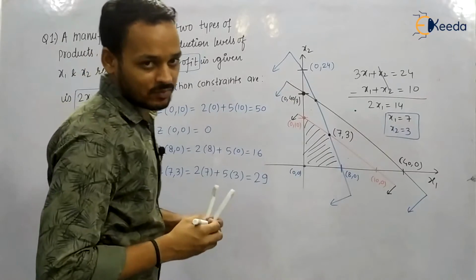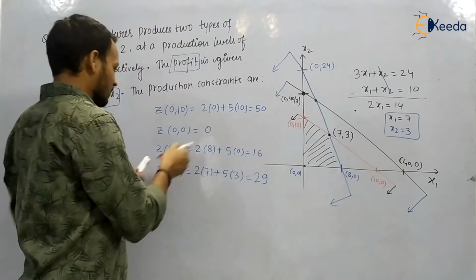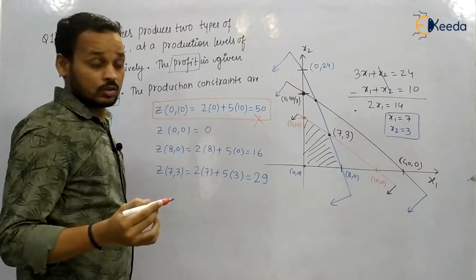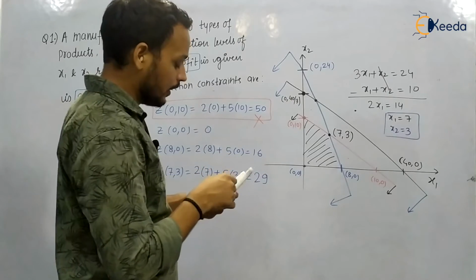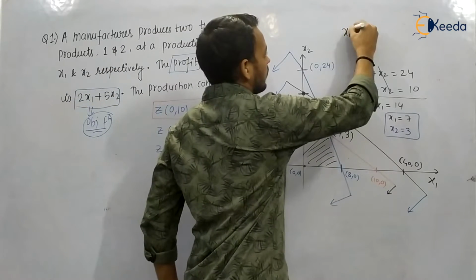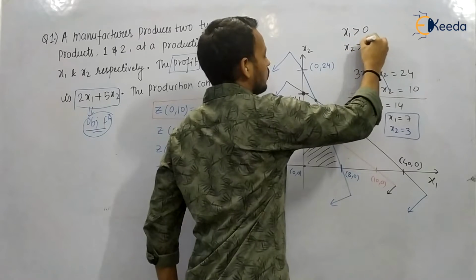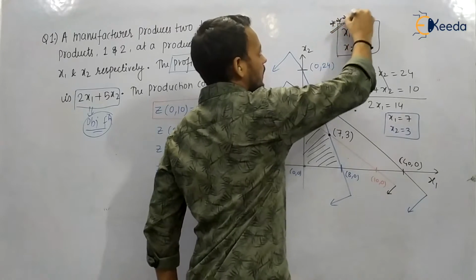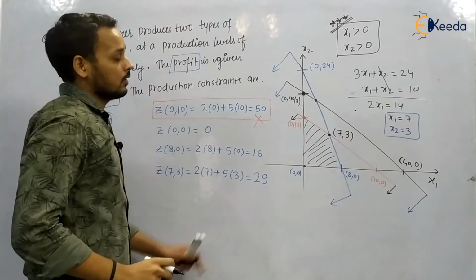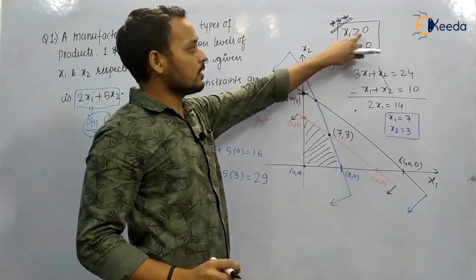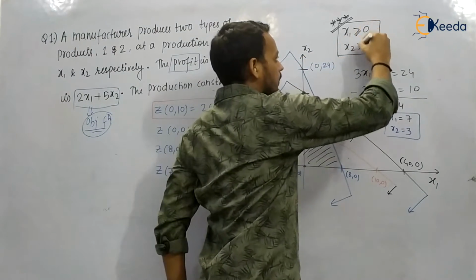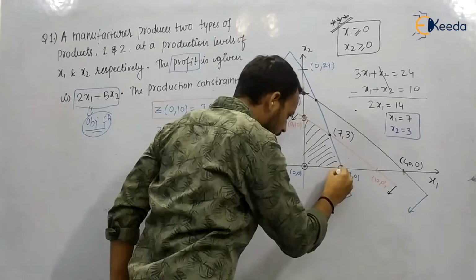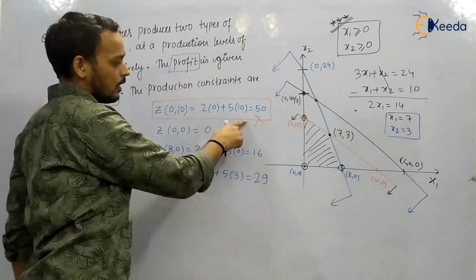So what should be our answer? Maximization. Many of the students are going to say this 50. This is wrong. Okay, why? Because you can see at the non-negative type restrictions, they have given x1 greater than or equal to 0 and x2 greater than or equal to 0. Be careful here. You can see the non-negative restriction in the question. If it is given like this, greater than or equal to 0, then you can consider these corner points. Okay, so the answer is going to be 50.